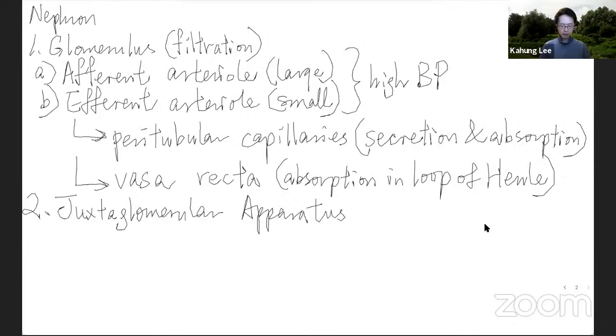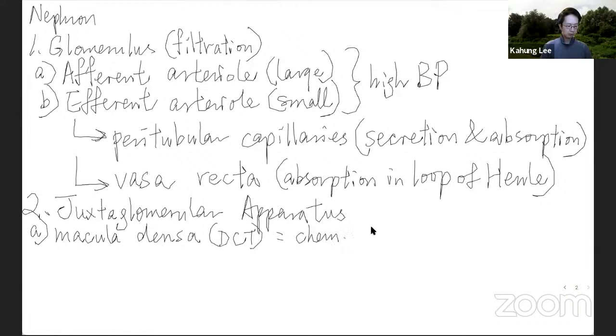Juxtaglomerular apparatus, we have the macula densa. Macula densa, they are located on the DCT. Their function, they are actually chemical receptors, chemoreceptors, okay? They are chemoreceptors to detect the sodium level in the incoming blood. And then we have the juxtaglomerular cell.